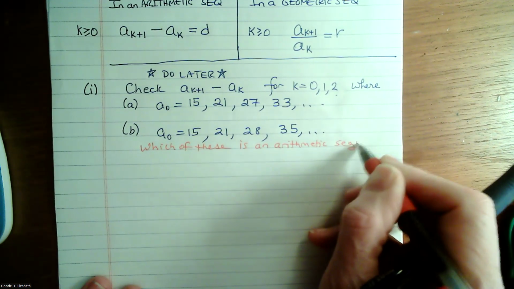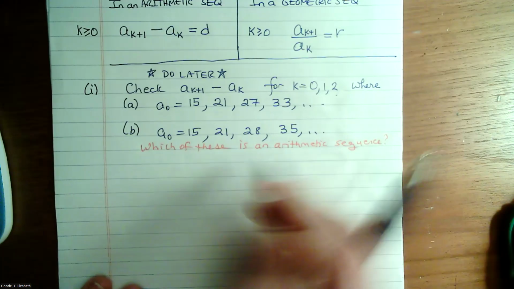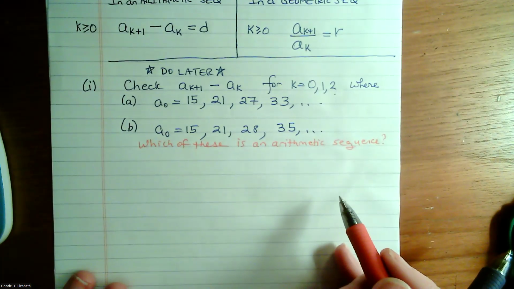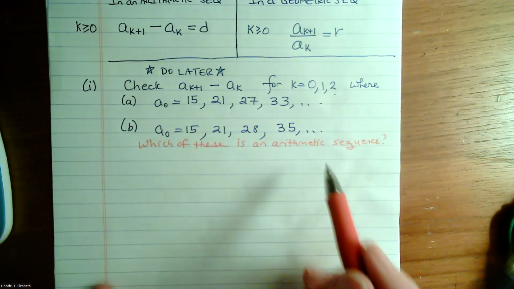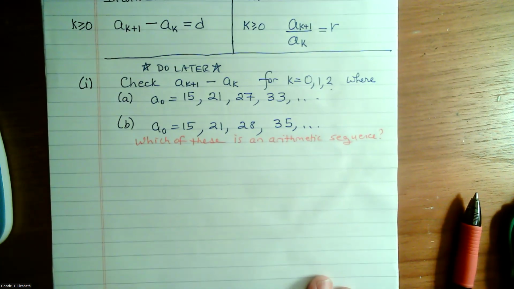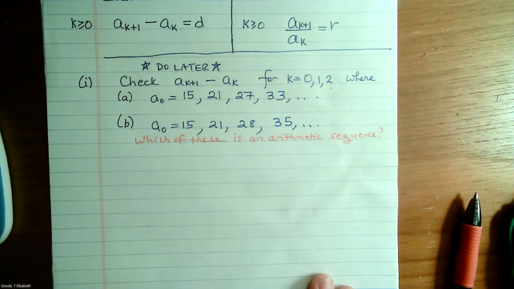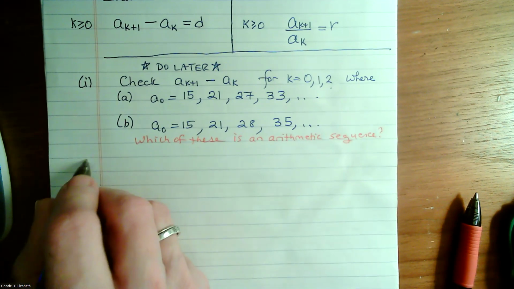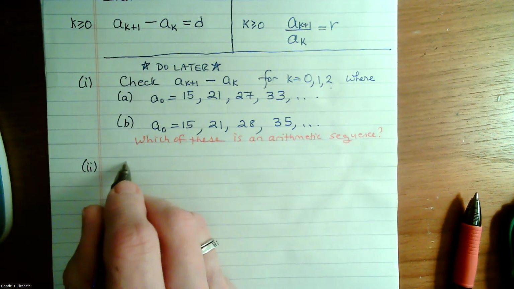And in fact, if one of these is not an arithmetic sequence, and one of them isn't, then dot, dot, dot doesn't actually make good sense. Well, let's do the same thing for geometric sequences.